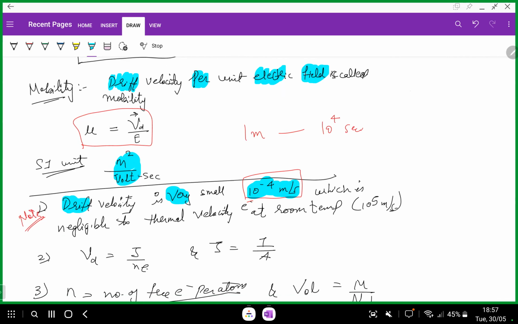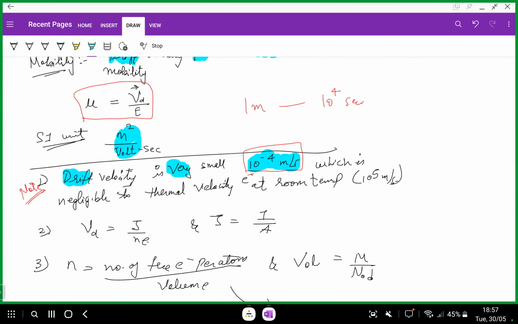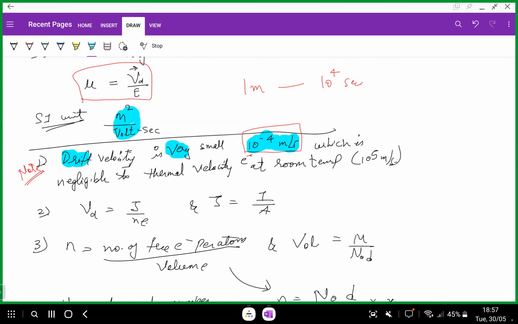Due to the number of electrons, the drift velocity is overcome. So drift velocity is very, very small, 10 to the power minus 4, which is negligible compared to the thermal velocity of electrons at room temperature, about 10 to the power 5 meter per second. Thermal velocity means velocity due to heat. When we heat a material, the electrons start moving faster, and due to that it starts melting, as I said before. At a particular temperature it will start melting; every material has its own temperature.